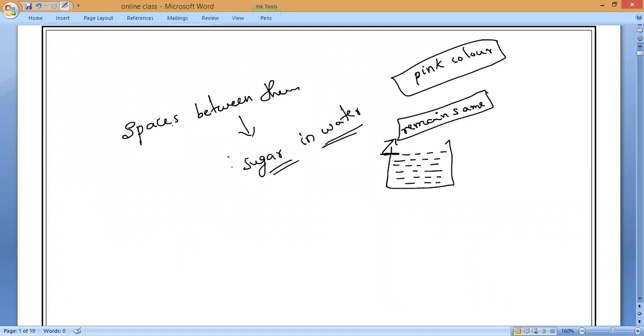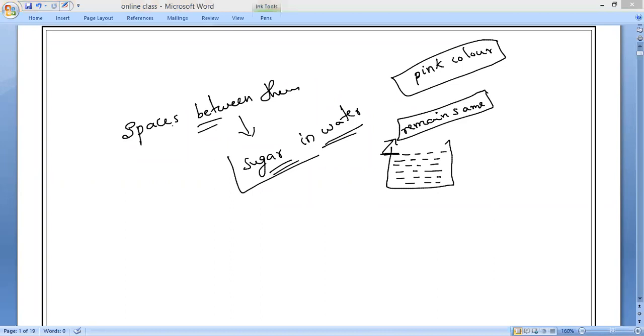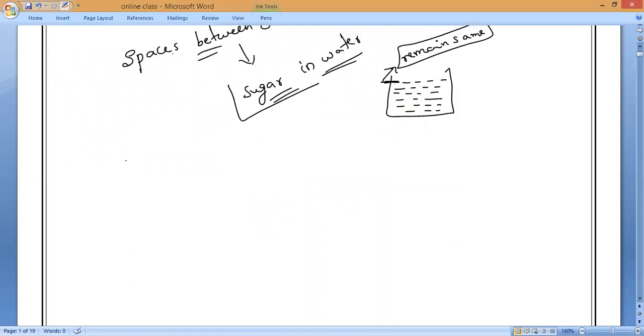Spaces between them, we can say. Dissolving sugar in water is the example of proof that the particles of matter have spaces between them. Is that yes or no, guys? Next, the third one: the particles of matter are constantly moving. So what is the experiment we can say?